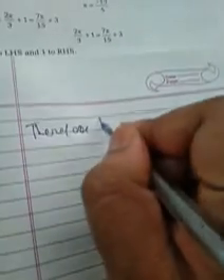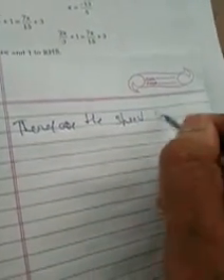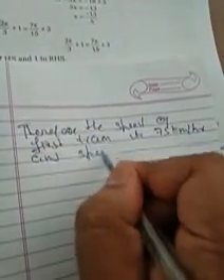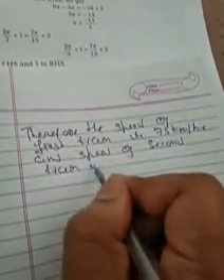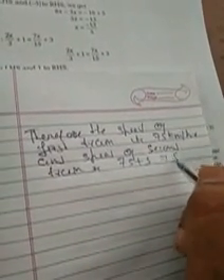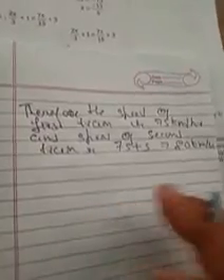Therefore the speed of the first train is 75 kilometers per hour, and the speed of the second train is 75 plus 5, which means 80 kilometers per hour. Now next question, question number 8.